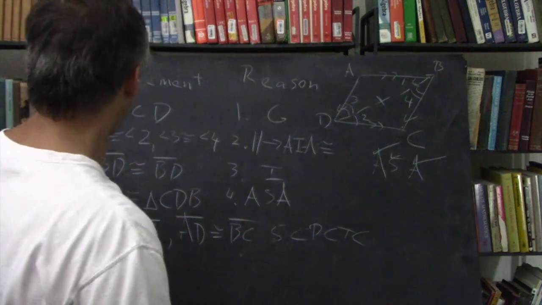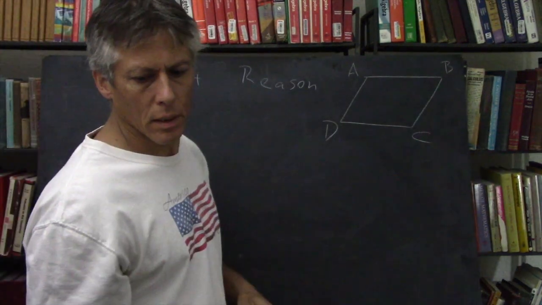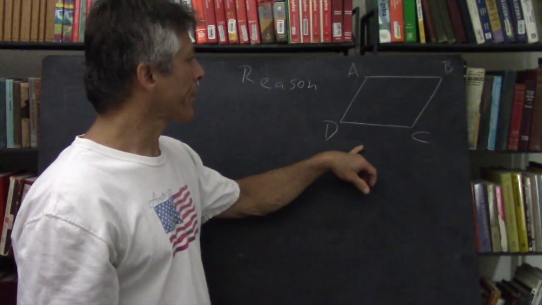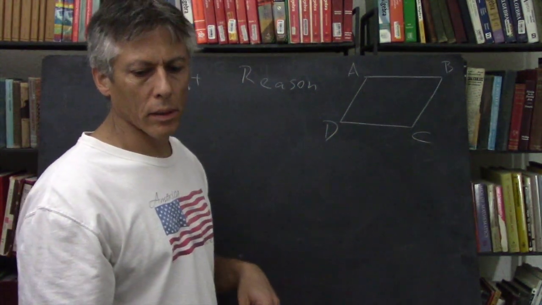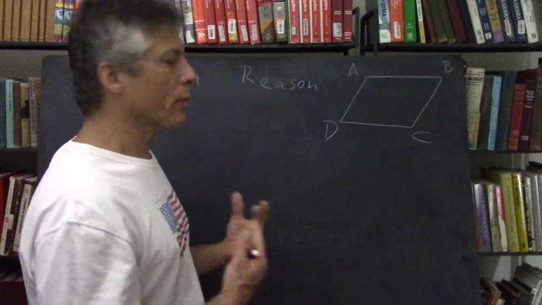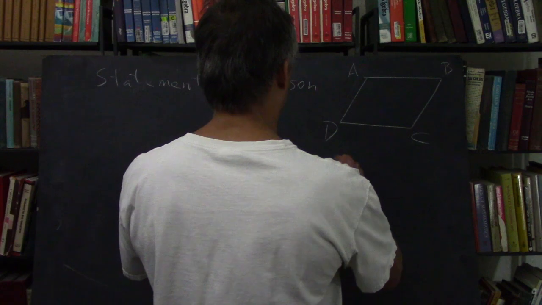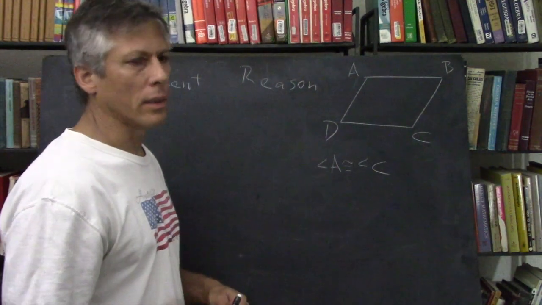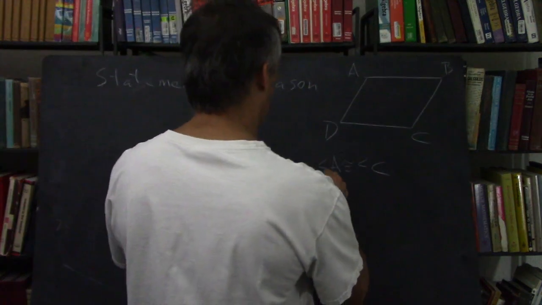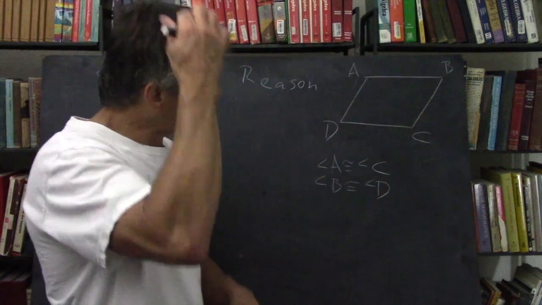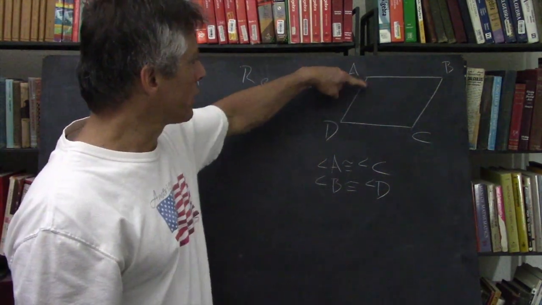Now let's try theorem 5.2. When you have a parallelogram, opposite angles are congruent. And by opposite, they mean like A and C. So we want to prove that angle A is congruent to angle C, and angle B congruent to angle D. See, these are adjacent.